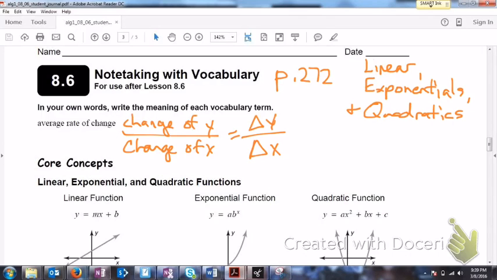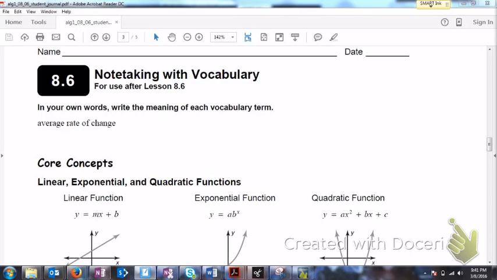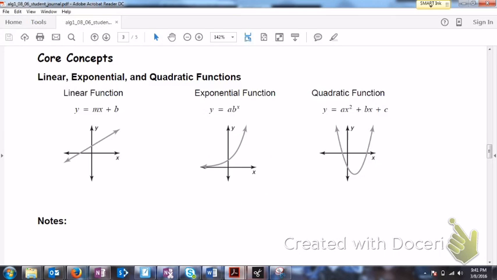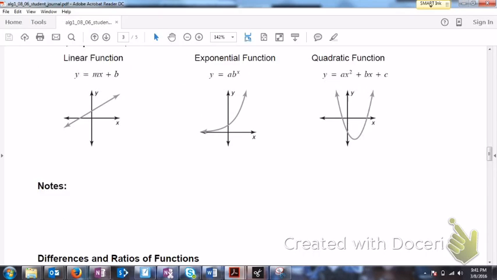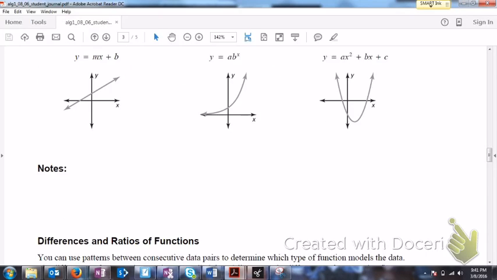First core concept on the screen there in your journal is linears, quadratics, and exponentials. All graphs we've looked at before. You'll notice a line, just a straight line. An exponential gets really big really fast, and a quadratic is a U. All the ones we looked at. So how do we know what's what? Well, let's look at a few examples first for your notes. Which one's which? That's the question.